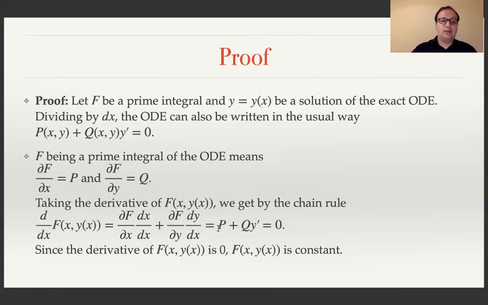So we get that the derivative of the whole expression is p plus q times y prime. But we know that this is 0 because if y is a solution of the equation, that's exactly what it means. It means that p plus q times y prime is equal to 0. So now this expression, F of x and y of x, was only a function of x. And we have proved that its derivative as a function of x is 0, and therefore it is a constant, because a function whose derivative is 0 must be a constant.